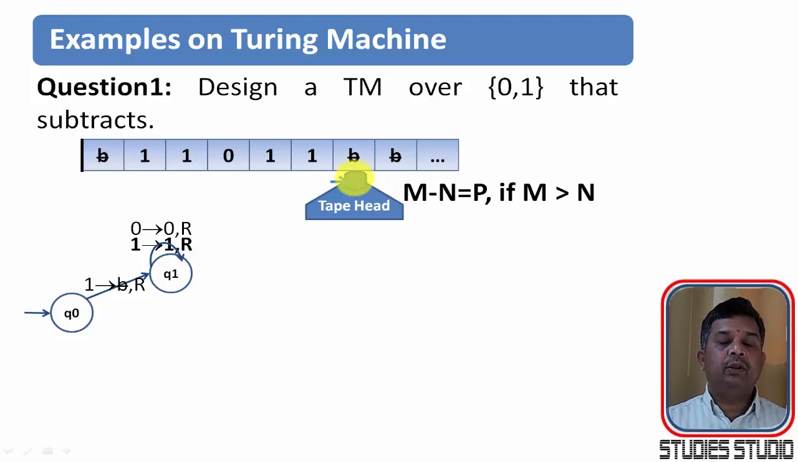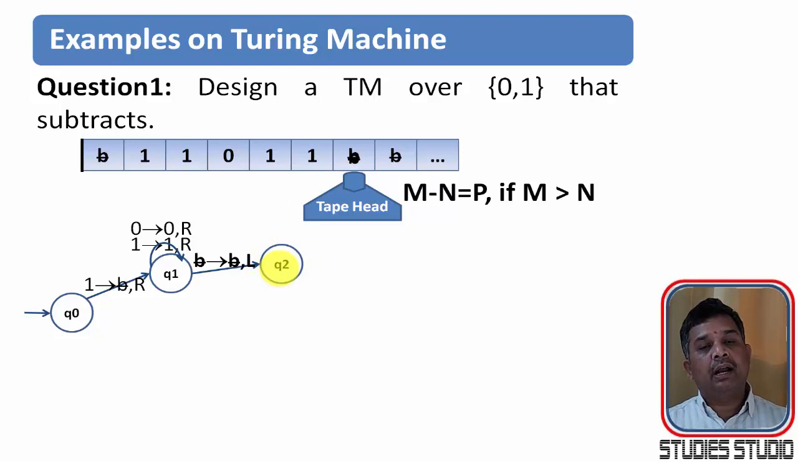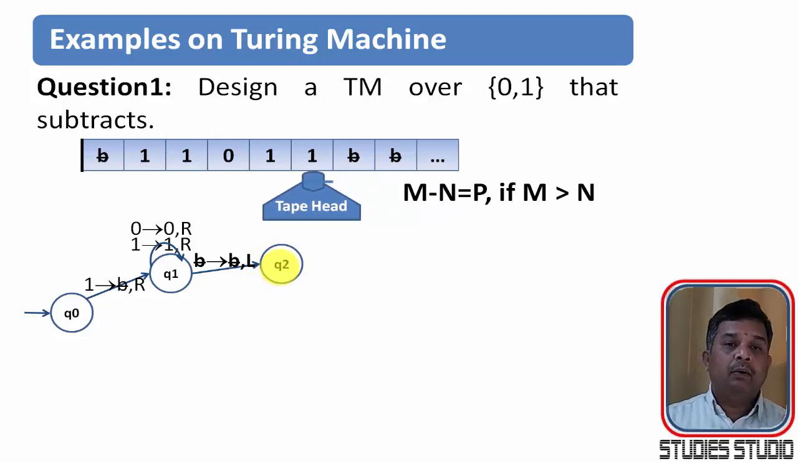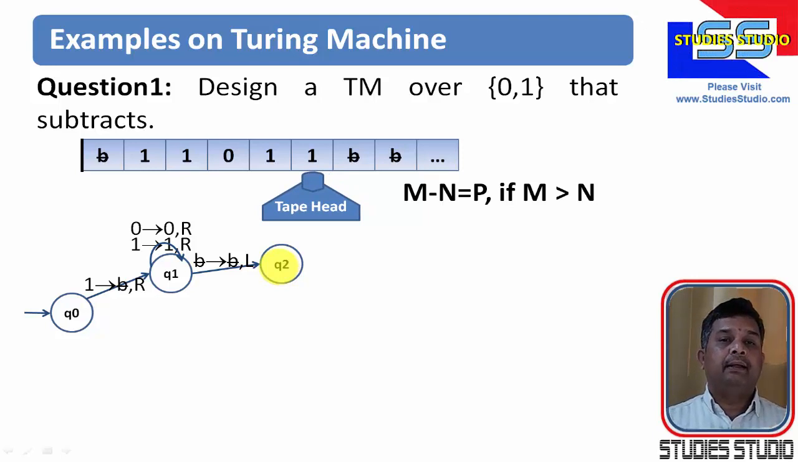Now I'm at a state where blank appeared. When blank appears, I'll take one more transition from q1 to q2. If blank appears, I'll write blank onto the tape and start moving left. Because I want to find the 1 before the last blank. Now I got a 1 here. So if I got a 1, I need to change it to blank. So from q2 to q3, I'll come here, write blank onto the tape and start moving left.